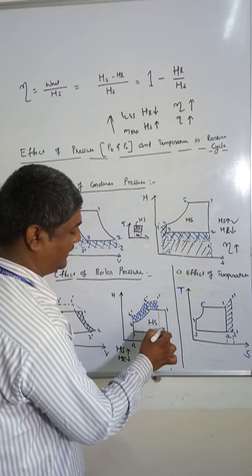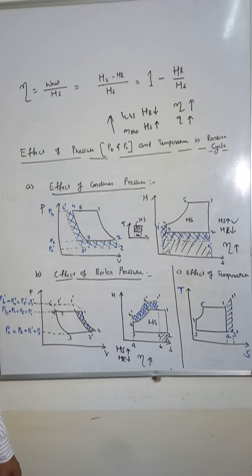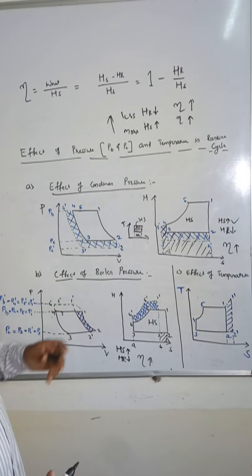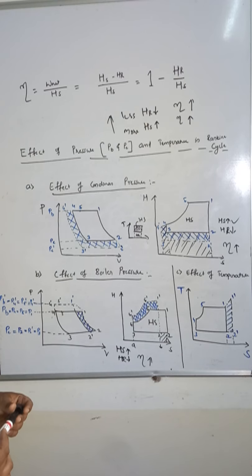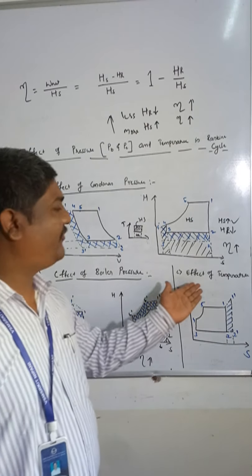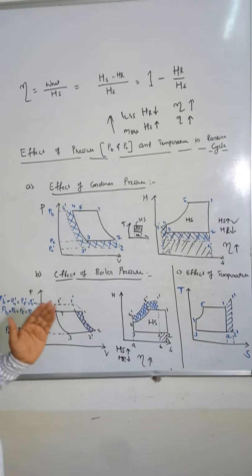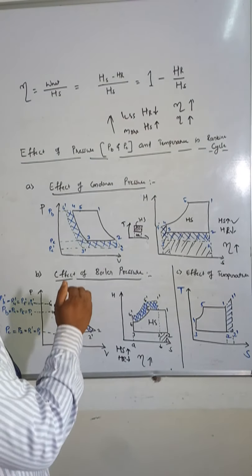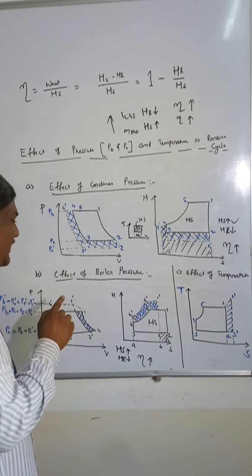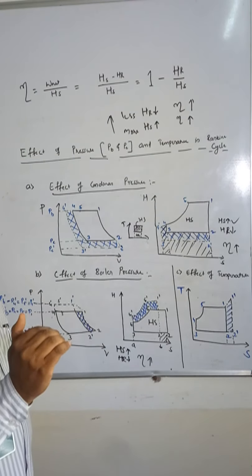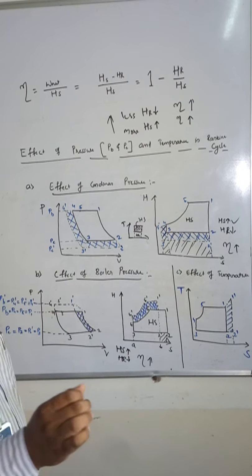This much increase is the heat rejection, but it is very less, so efficiency is going to increase, right? Next, the effect of these two, PB and PC. So what is the conclusion I will tell you once again: if I increase the boiler pressure, efficiency is going to increase. If I decrease the condenser pressure, efficiency is going to increase.